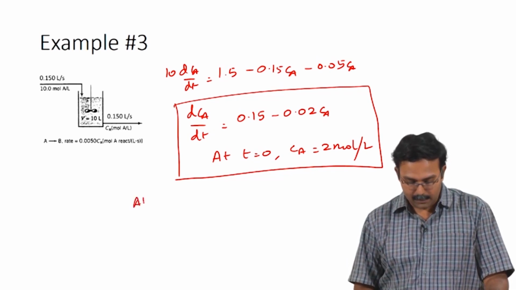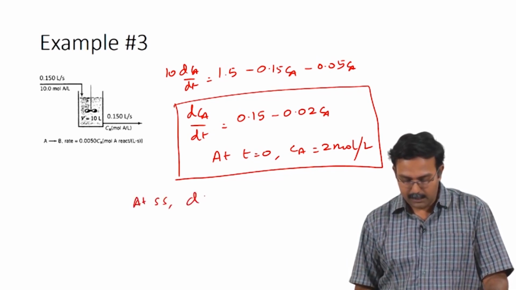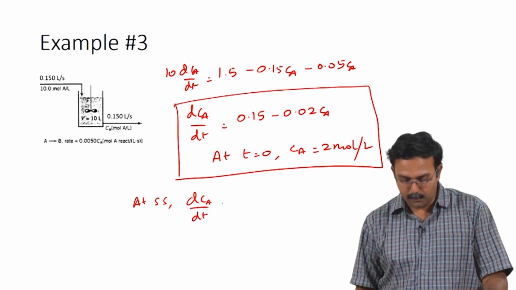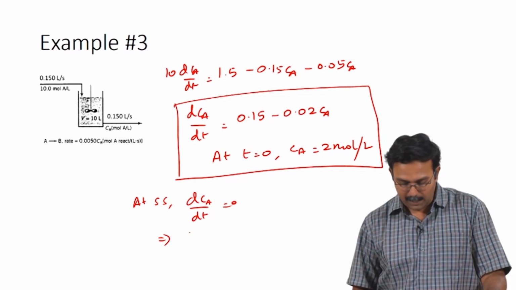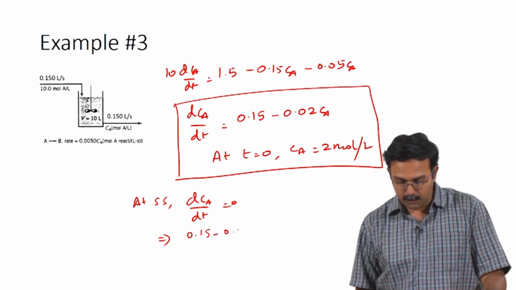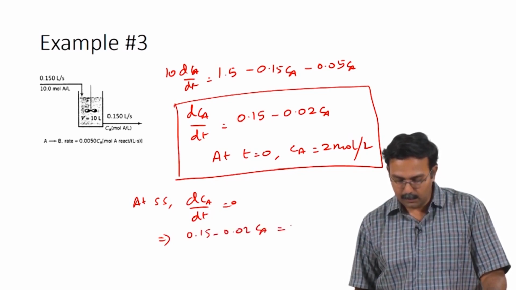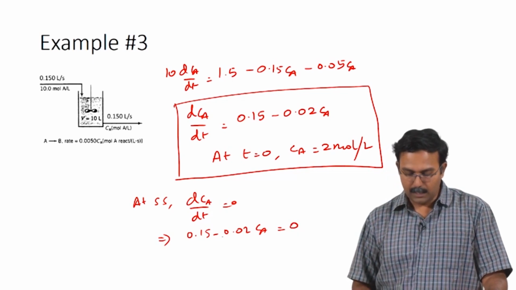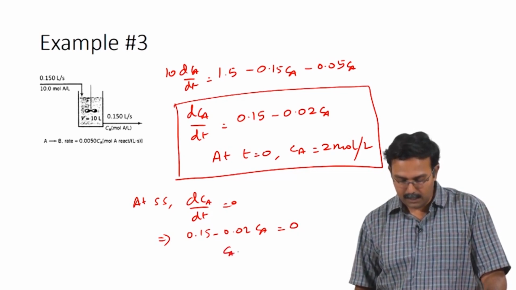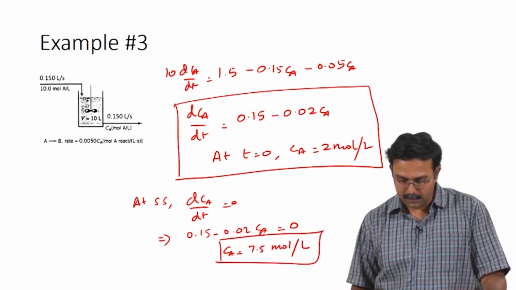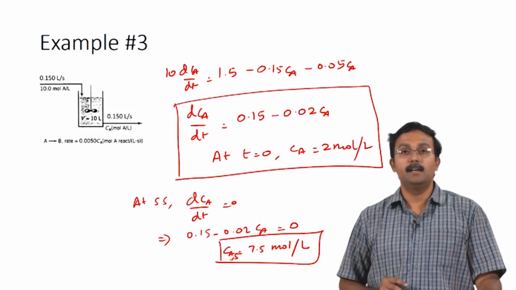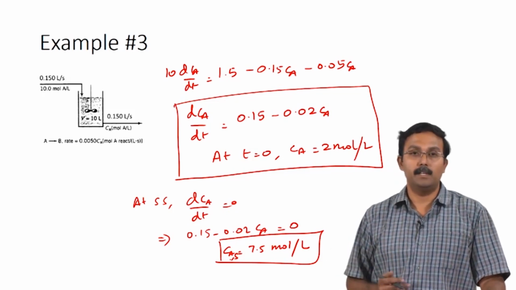So, at steady state what would happen? dCa/dt will be equal to 0. So, substituting this back into this equation, you would have 0.15 minus 0.02 Ca equals 0. So, that would give Ca equals 7.5 moles per liter. So, that would be the steady state concentration of A when time tends to infinity.